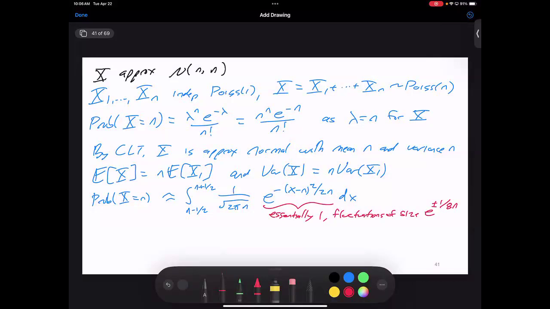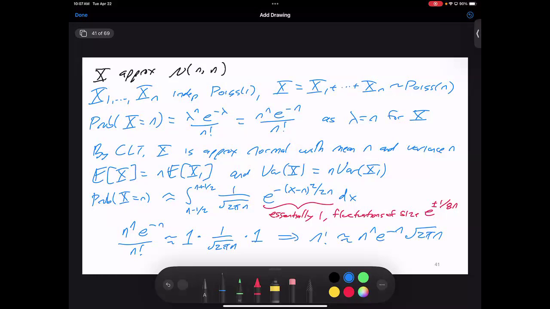So we're integrating a function that's approximately equal to 1 over square root of 2 pi n over an interval of length 1. So it's just 1 times the average value. So we get n to the n e to the minus n over n factorial is approximately 1 times 1 over square root of 2 pi n times 1, which implies n factorial is approximately n to the n e to the minus n square root of 2 pi n.